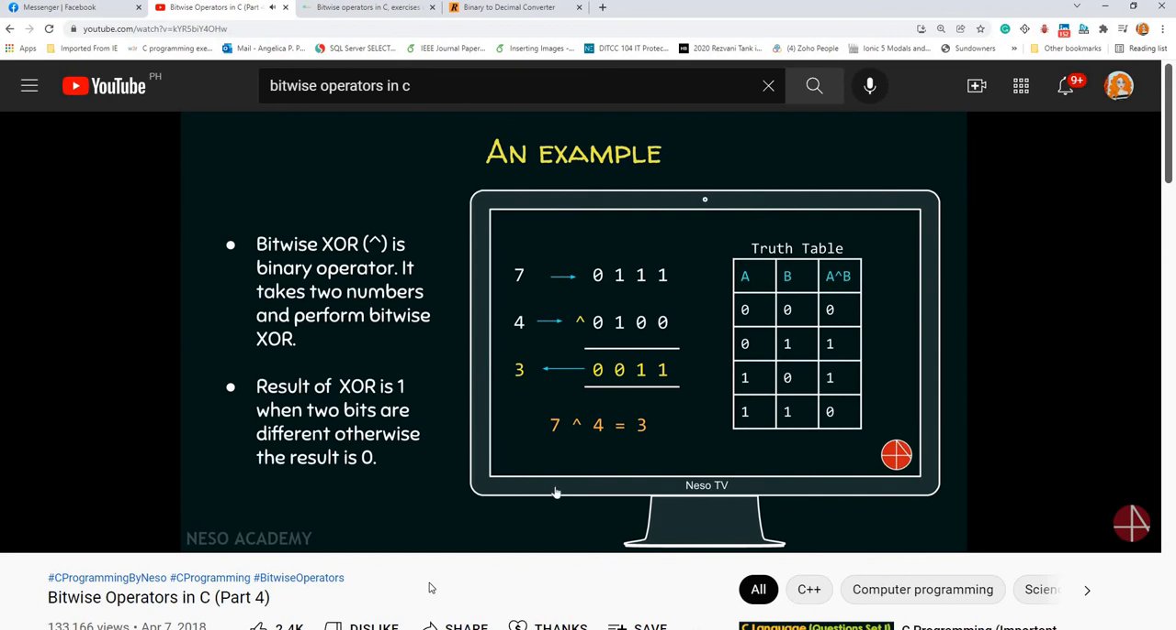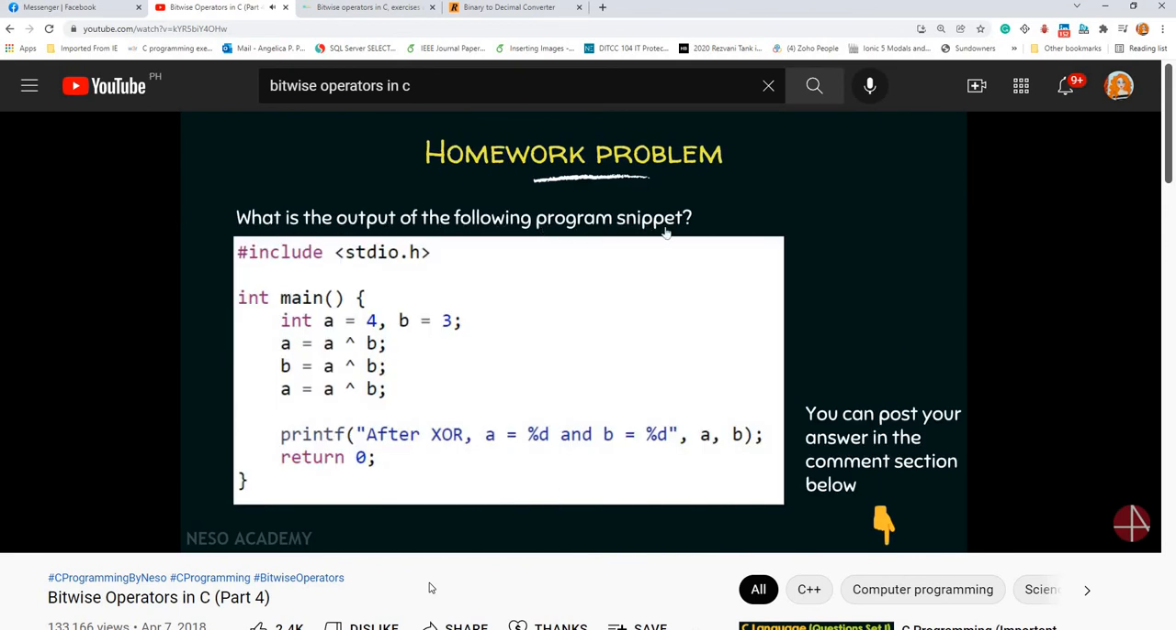Now let's consider one homework problem. What is the output of the following program snippet? Here, value of A is 4 and value of B is 3. In the first line, we are performing XOR between A and B and storing its result in A. After that, we are performing XOR between A and B again and storing its result in B. And then finally, we are performing XOR between A and B again and storing its result again in A. And finally, with the help of this printf function, we are trying to print after XOR A is equals to %d and B is equals to %d. As these are the placeholders, they are getting replaced by the values of the variables A and B finally. So here we are trying to print the values of A and B.